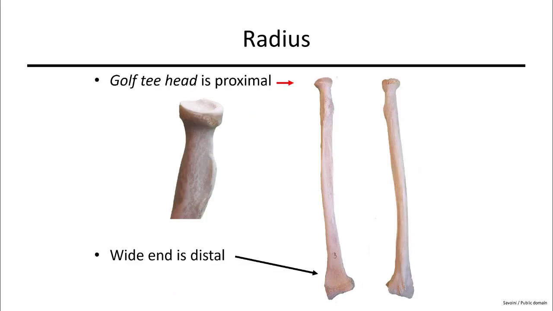The proximal portion of the radius looks like a golf tee. This is the part that will articulate in that notch along the ulna. Also notice the distal end of the radius is very wide in opposition to the narrow portion of the ulna in the distal end.